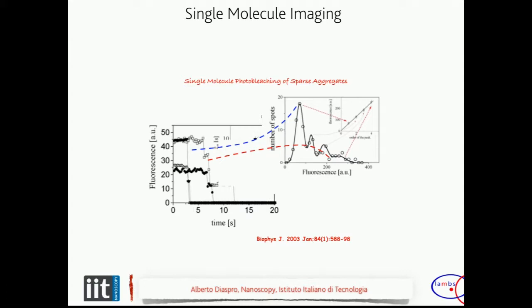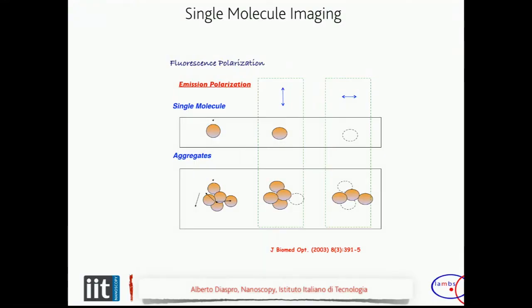Then you have another possibility that is very interesting, that is used in polarization. Why not? This is an oscillating dipole. And so if you have a single molecule, if you turn your polarizer and the molecule is immobile, what happens is that you have a signal that can switch from zero to the maximum in 90 degrees. If not, it's an aggregate of molecules. So you really have tools for understanding if you're dealing with single molecules or not.